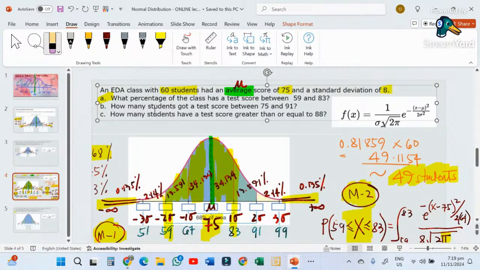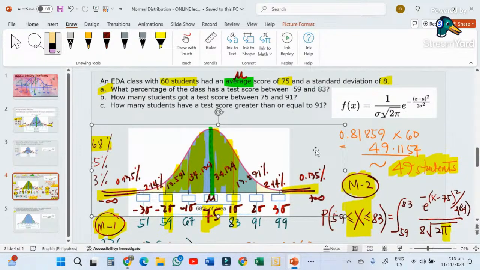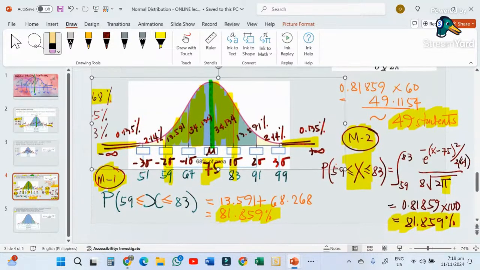Okay, now for question C, how many students have a test score greater than or equal to 88? Again, the 88 is not there. I'm going to change that to 91. Okay, a test score greater or equal to 91. So how will you do that? You have to get a range from 0 to 91, and then you take that away from 100. Or you can do 91 to 100 as well. Okay, so let's do letter C, because for letter B, I have already done an example for you.